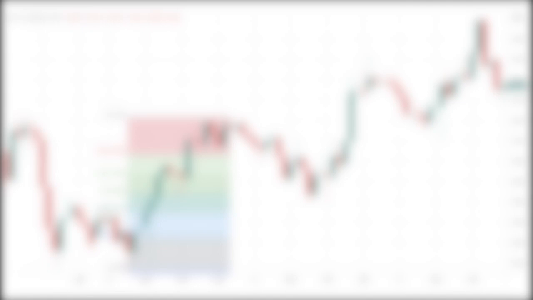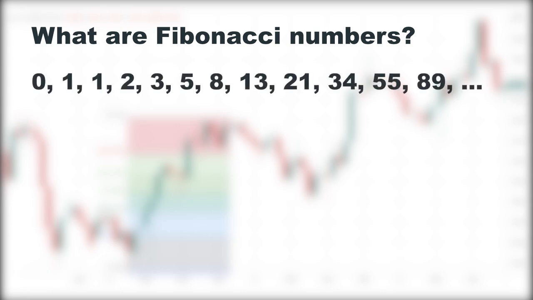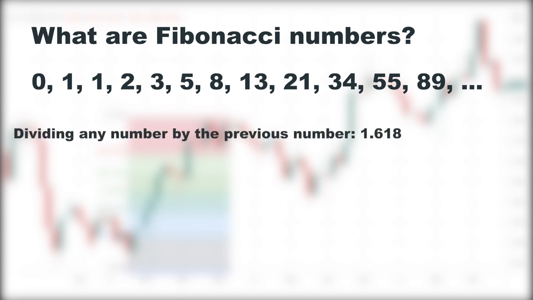First, let me explain very shortly what Fibonacci numbers are for those who are not familiar with the series of numbers. The Fibonacci series starts with 0 and 1, and after that, any number that comes in the series is the sum of two previous numbers. The Fibonacci series is like this, as you can see, but this is not all, and there are some amazing facts about these numbers. If we divide any number by the previous number, the result is approximately equal to 1.618.